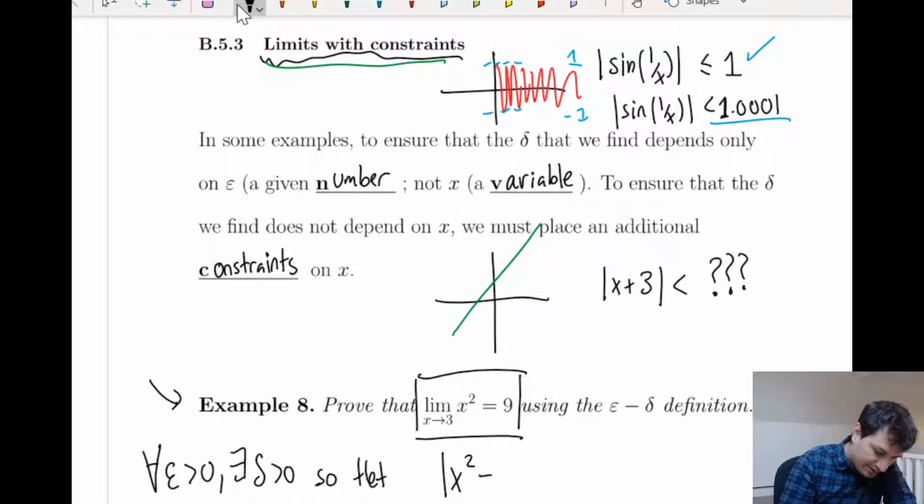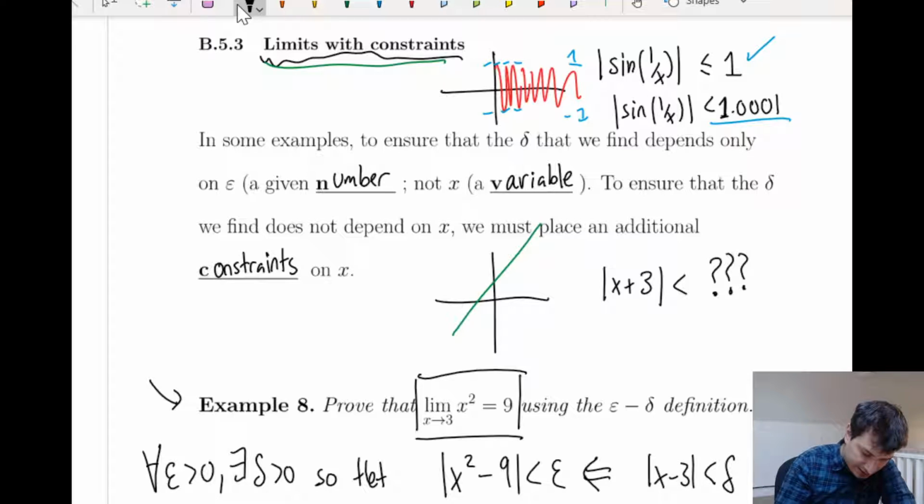The absolute value of x squared minus 9 has to be less than epsilon, and that has to happen whenever the absolute value of x minus 3 is less than delta and bigger than 0. So that's the thing we want to show. That's what this statement means. And now we're going to prove it.